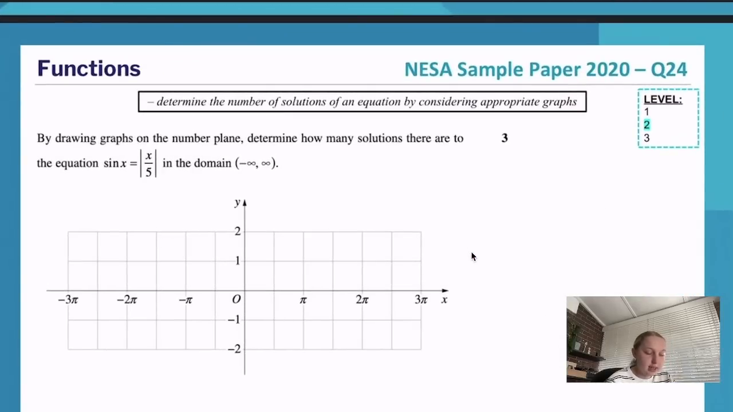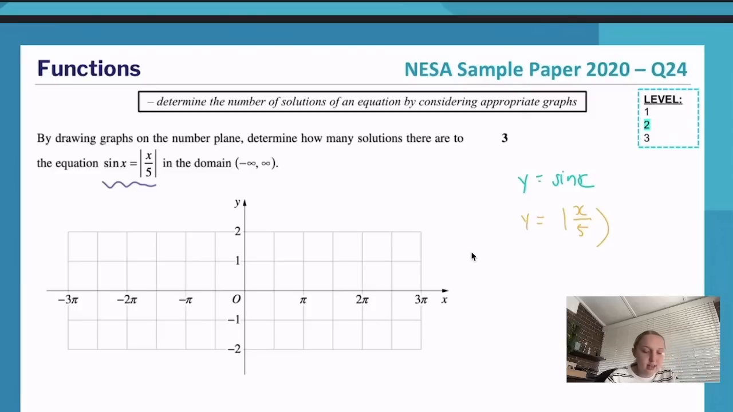So this question is from the sample paper that NESA put out in 2020 when they redid the syllabus. So when we're looking at determine the number of solutions of an equation by considering appropriate graphs. By drawing the graphs on the number plane, determine how many solutions there are to the equation sine x equals the absolute value of x on 5. So when you get this sort of question, you want to separate these functions. So we're going to have y equals sine x, and we'll also get y equals the absolute value of x on 5.